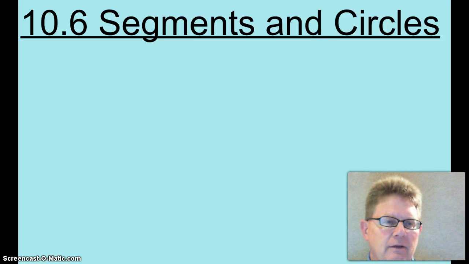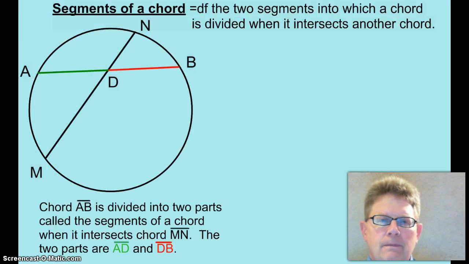So let's go ahead and talk about the segments of a chord. Go ahead and write that down. Just know that when two chords intersect, you end up making four segments. The green and red are the two segments of chord AB. MD and DN are the two segments of chord MN. Hopefully you got that all written down.